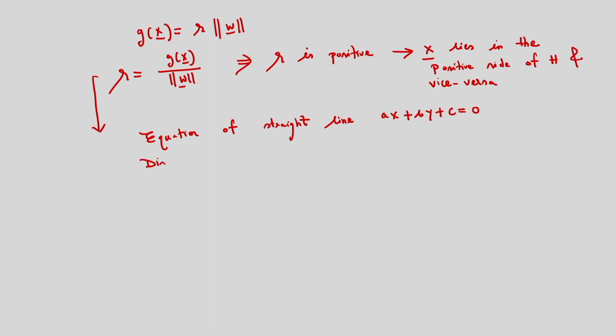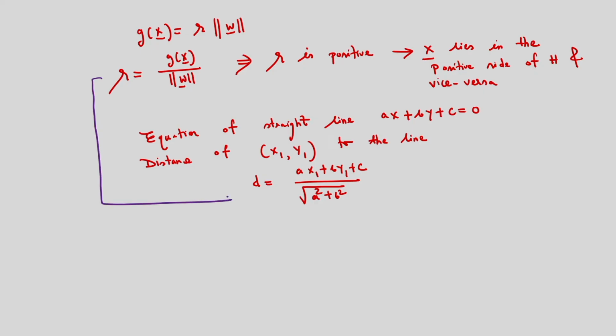Suppose the point is (x1, y1), and I want to find the distance of this point to the line. The line is represented by the equation ax + by + c = 0. So what is the distance? The distance d is equal to (a x1 + b y1 + c) divided by the square root of a squared plus b squared. So it is a two-dimensional case, and this is very similar to this expression.